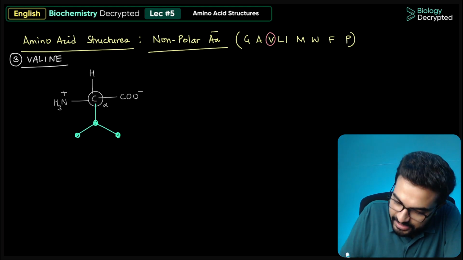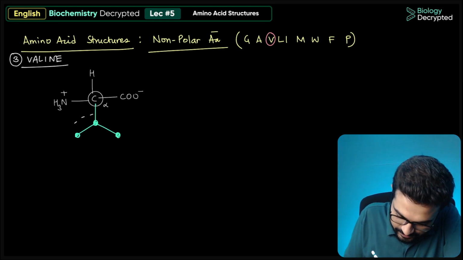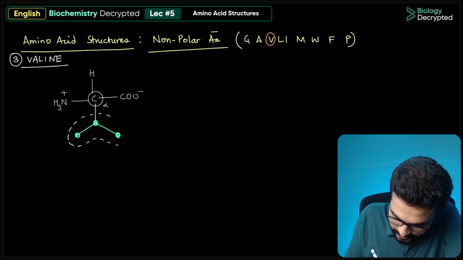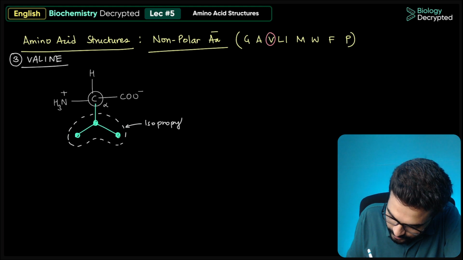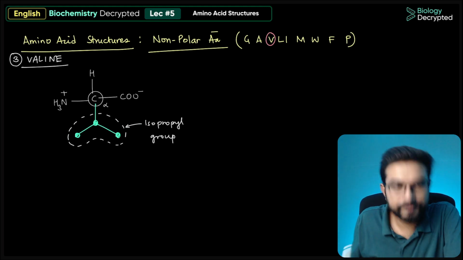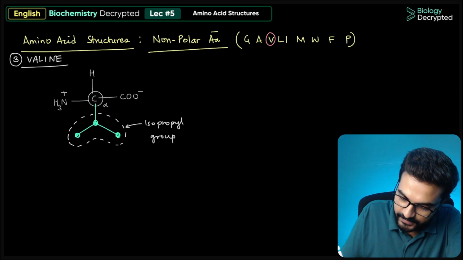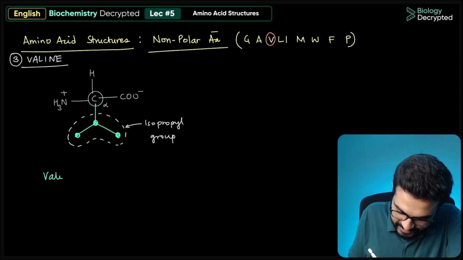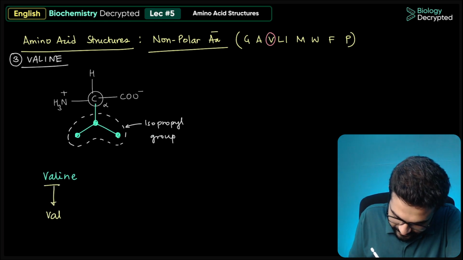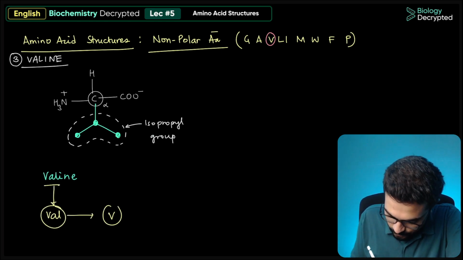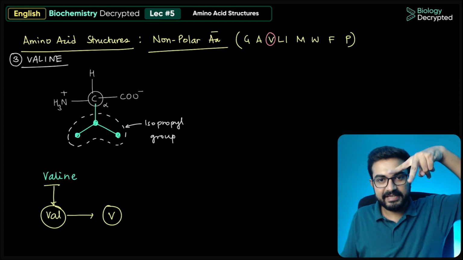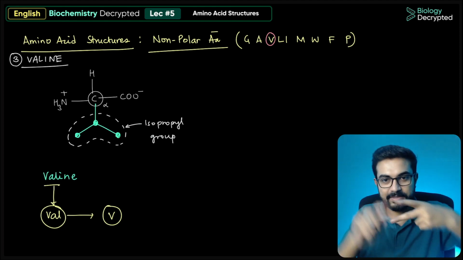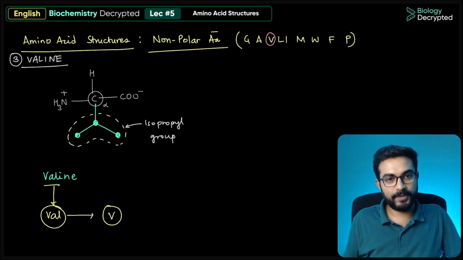Let me name it. This group is the isopropyl group, and your amino acid is obviously valine. We'll take the first 3 letters here. The 3-letter code is Val and the 1-letter code is V. And you can just see a V-like structure here. There are 3 carbons involved and we have an isopropyl group here.